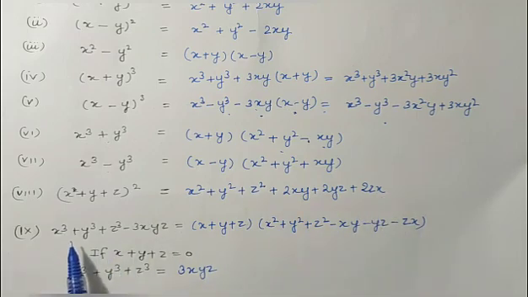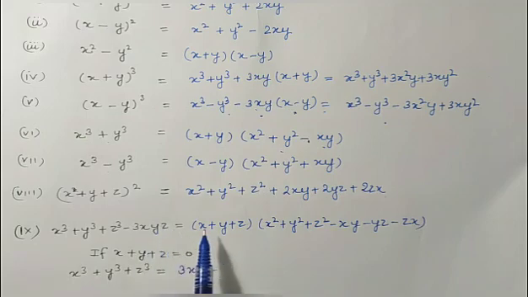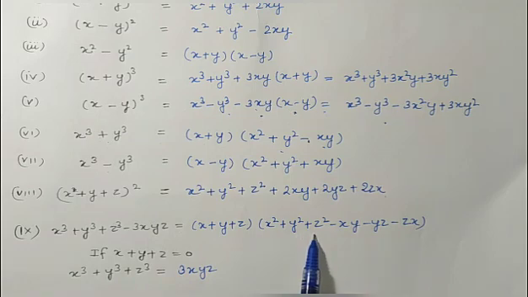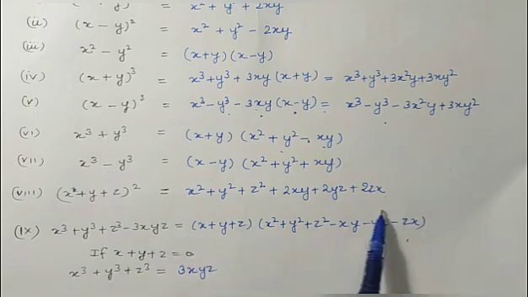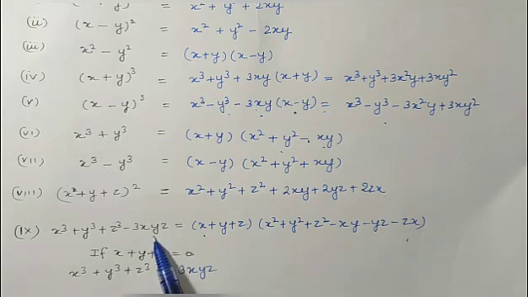The last identity is x cube plus y cube plus z cube minus 3xyz. The formula for this identity is x plus y plus z, in the second bracket x square plus y square plus z square minus xy minus yz minus zx. There's a condition in this identity that if x plus y plus z is equal to 0, then the whole right hand side will be what? 0. Then this 3xyz will be shifted, and x cube plus y cube plus z cube is equal to 3xyz.